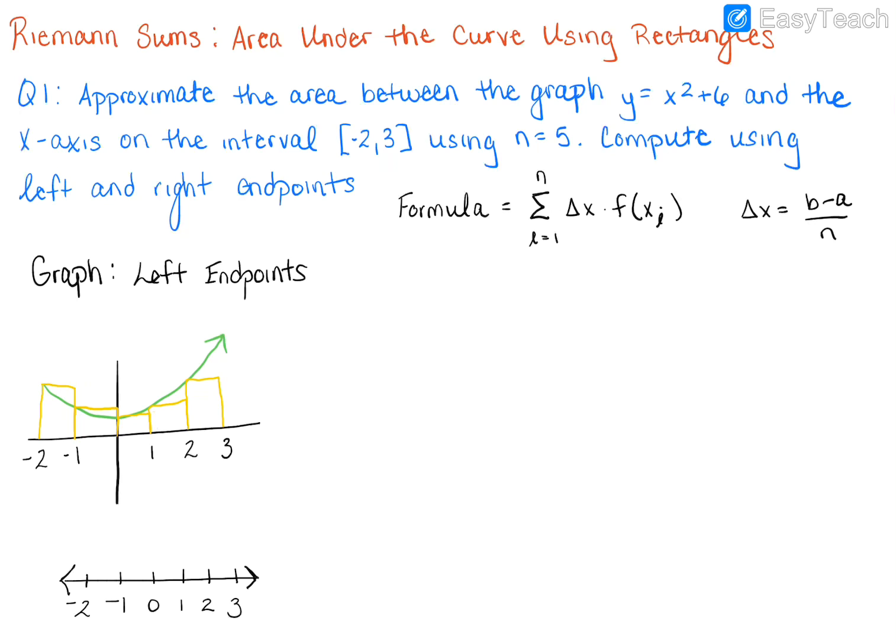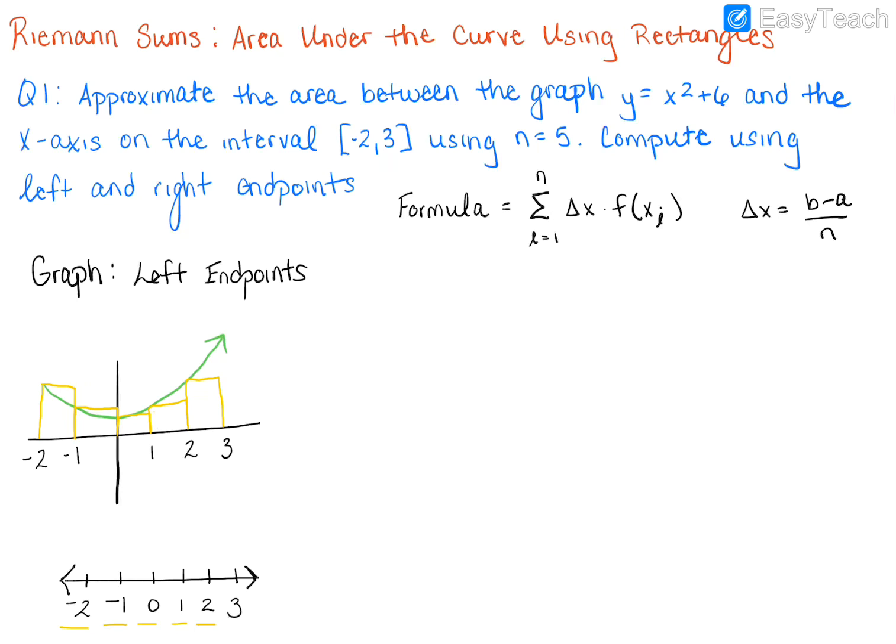What we also need to know is the formula. The formula is the summation of the change in the width, which is delta x, equal to b minus a over n, times the function plugged in for the various numbers on the interval. Since there are 6 numbers between -2 and 3, and we're only using 5 rectangles, we have to figure out what values for x we're going to use. In the case of left endpoints, we're going to use the 5 leftmost points: -2, -1, 0, 1, and 2 for our plugins for x.